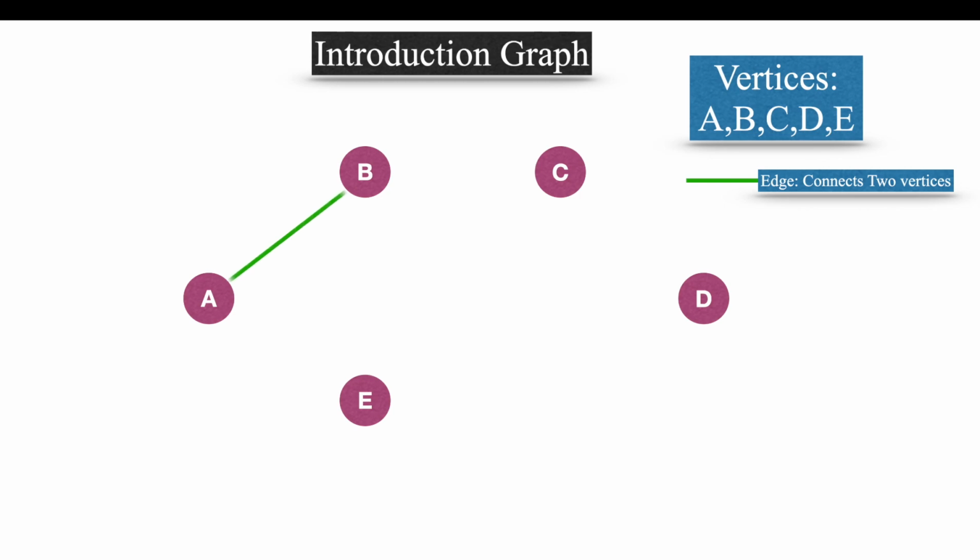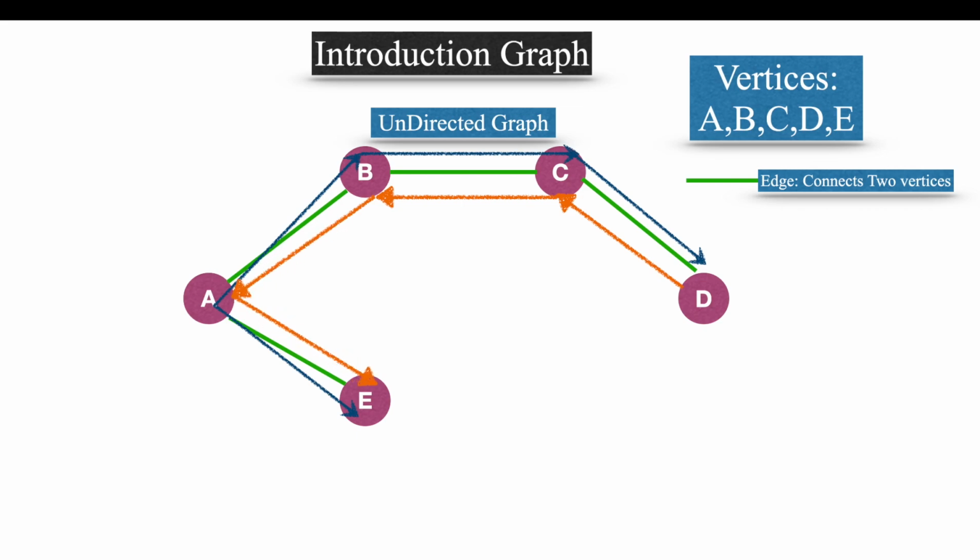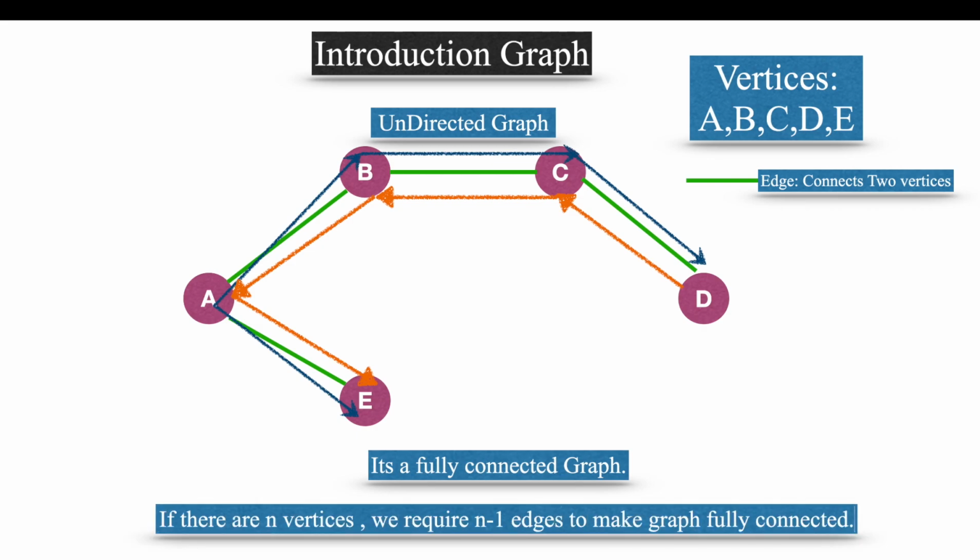Look at here, I am establishing a connection between two vertices through an undirected edge. We call this graph an undirected graph. In an undirected graph, you can traverse in any direction. I can also call this graph a fully connected graph because you can pick any vertex through which you can visit all the remaining vertices of the graph. To establish a fully connected graph, if there are n vertices, we require n minus 1 edges.